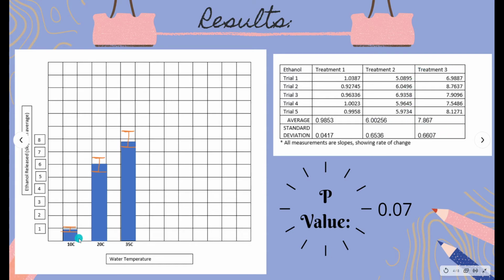And this can be really clearly seen over here on the graph. So these are all the average values taken from here. And then these lines are the standard deviation values. And you can really see the huge increase from the cold water to just room temperature water, and then the smaller increase from the room temperature water to the hot water. The p-value was 0.07, and we're going to talk about that in a second.